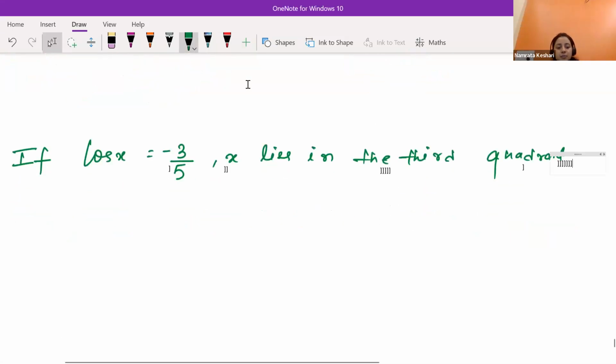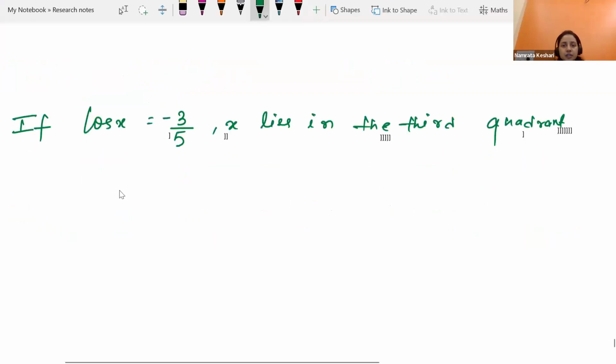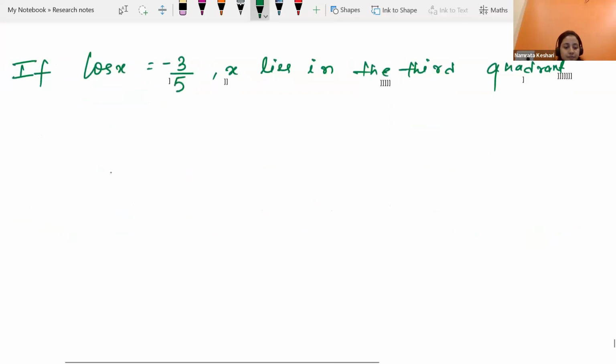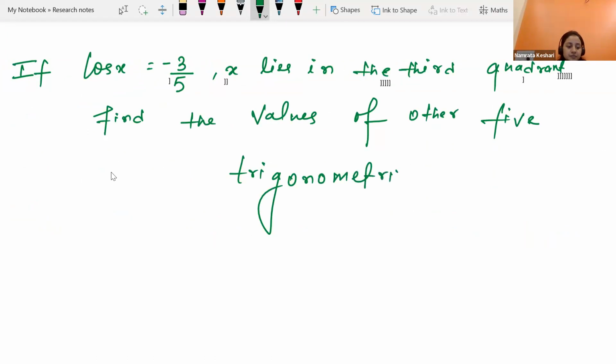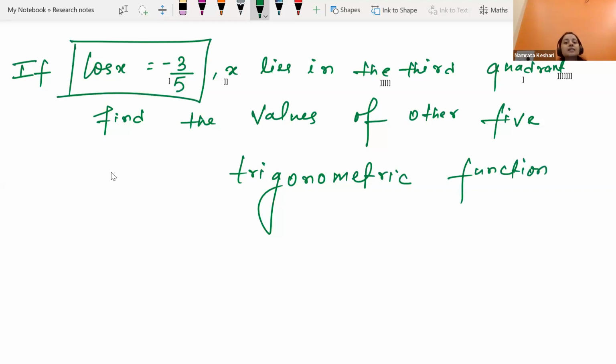So if cos x is minus 3 by 5 and x lies in the third quadrant, find the values of other 5 functions. Cos x is given, and x lies in the third quadrant.